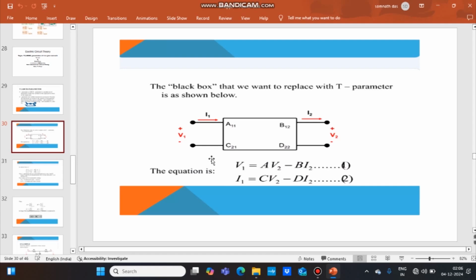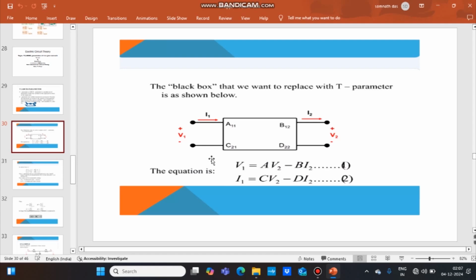Here in the figure, at the input port, we are getting voltage V1 and current I1. At the receiving end, for port 2, we are getting voltage V2 and current I2. Here we are taking I2 as negative because in transmission line at the receiving end, normally a load is connected, and as load is connected, the direction of I2 is opposite to the standard notation.